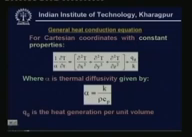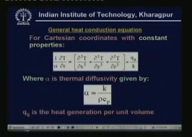In this equation, alpha is known as thermal diffusivity, and it is defined as K by rho Cp, and Qg is the heat generation per unit volume. So if you solve this general heat conduction equation, the solution gives you the temperature as a function of the three spatial coordinates x, y, z and the time tau.